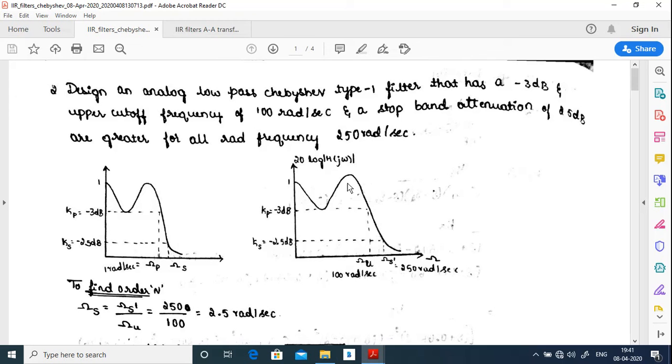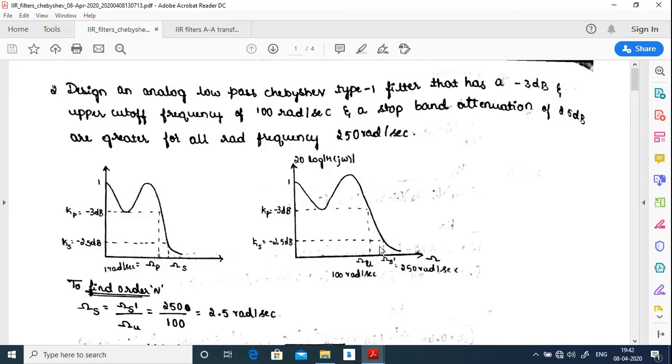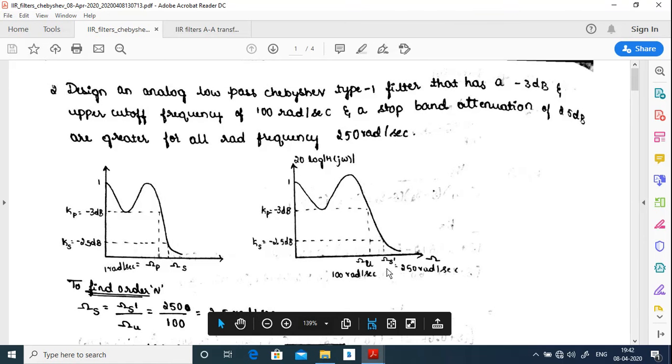Anyway, because this is passband region only, right? So both are one and the same, which is 100 radians per second. Along with that, they have given us stop band attenuation, which is 25 dB. Here I have written the same, and stop band frequency corresponding to that is omega s dash in general, and that is equal to 250 radians per second.